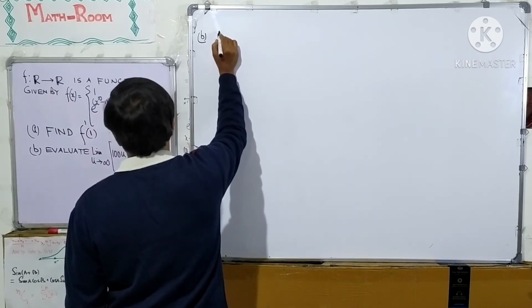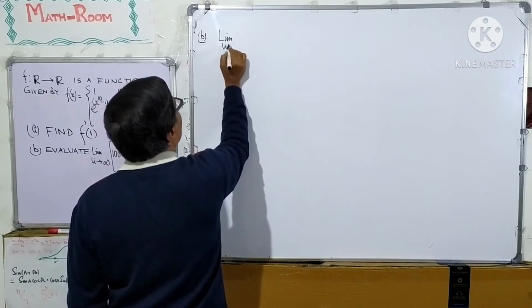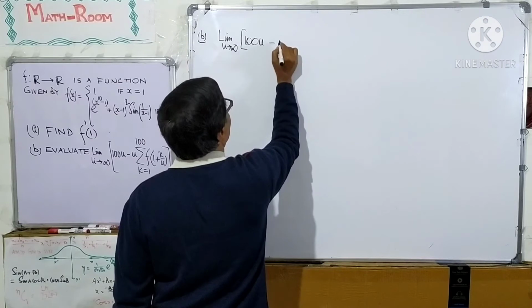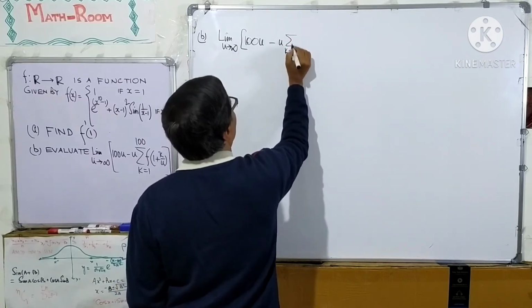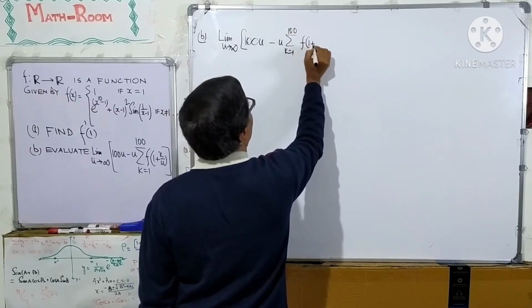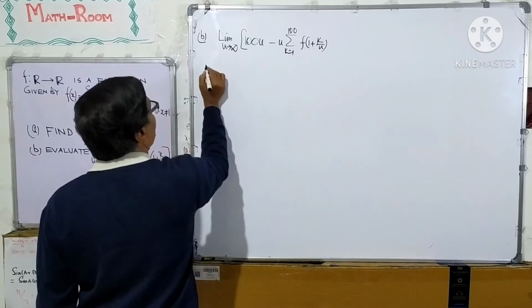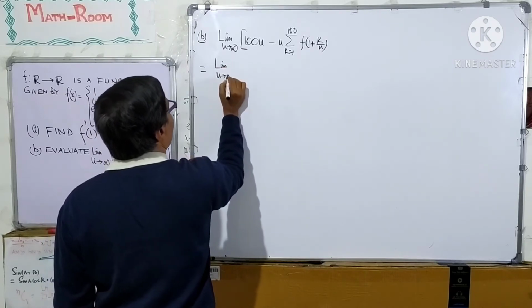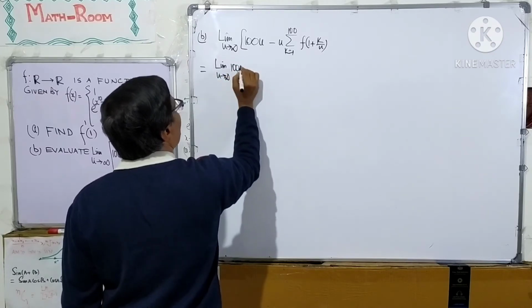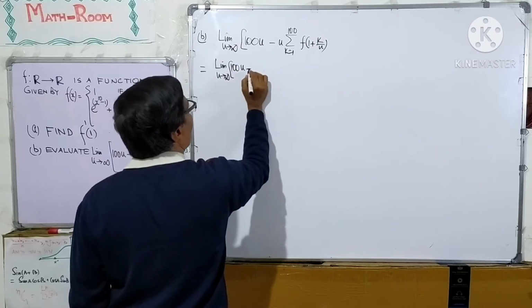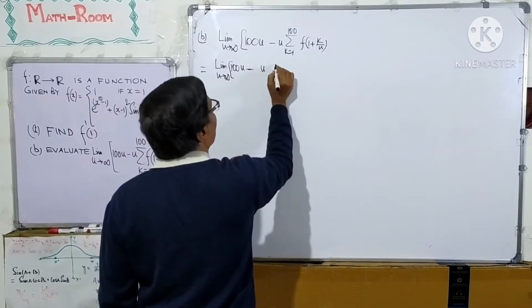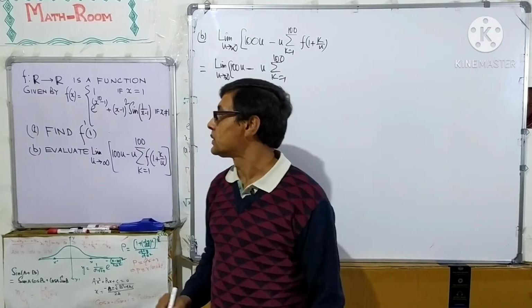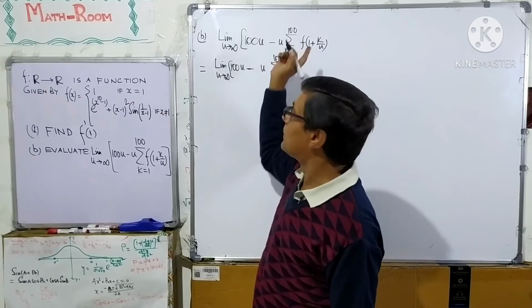Now, the limit as u tends to infinity of 100u minus u times the summation from k equal to 1 to 100 of f of 1 plus k over u, the functional value of f at x equal to 1 plus k over u.